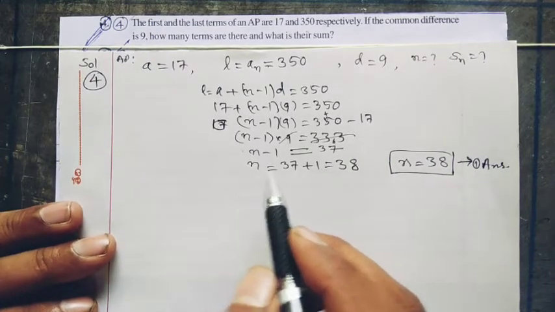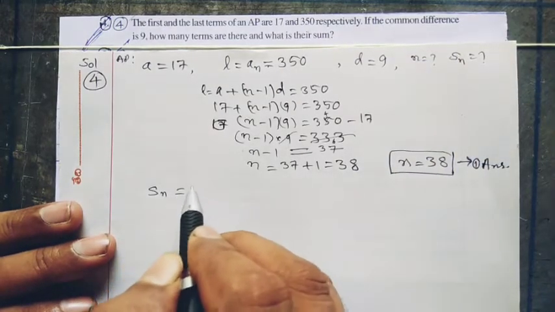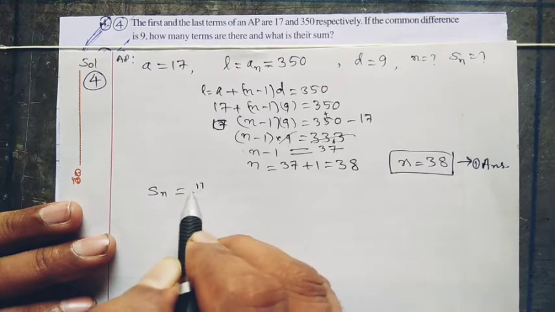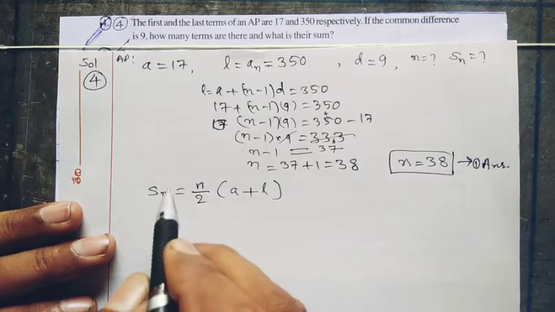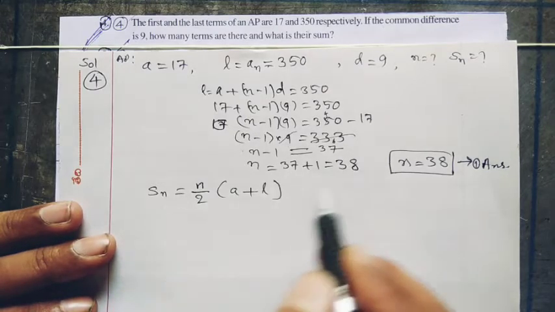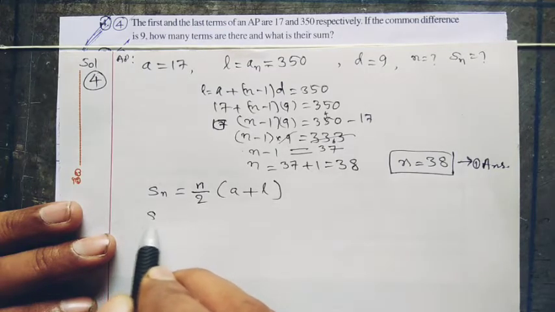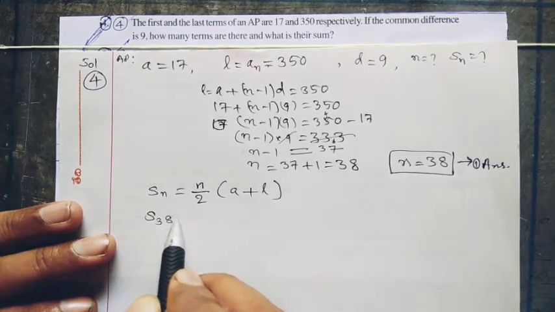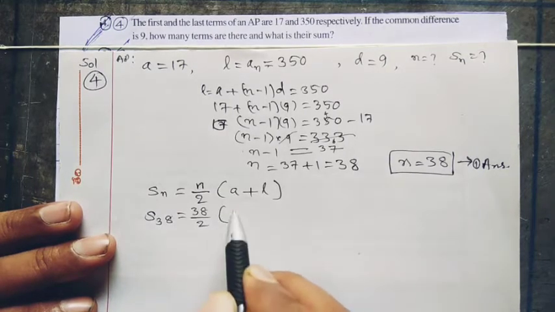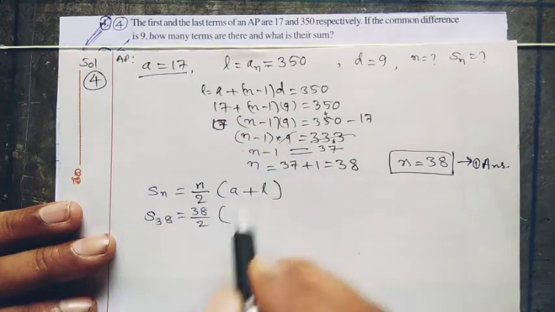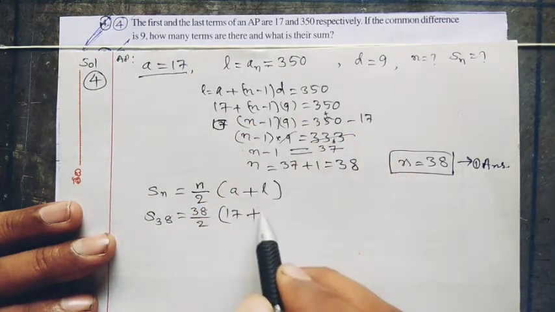Next we have to find Sn. Sn is equal to n by 2 into A plus L. This is the formula. In this we have to find n is equal to 38. S38 is equal to 38 by 2, first term 17, last term 350.